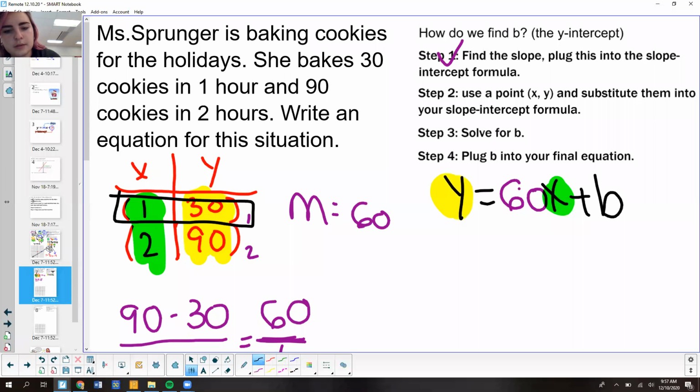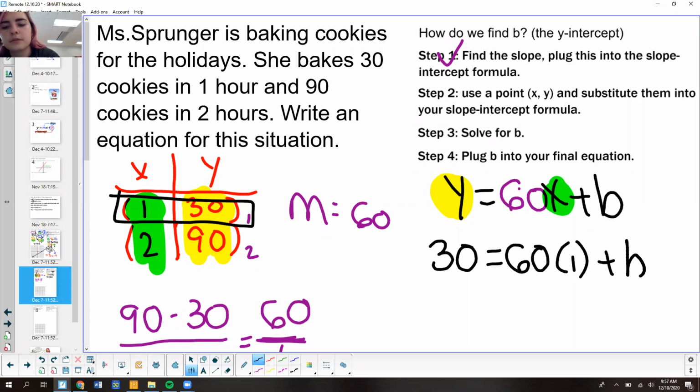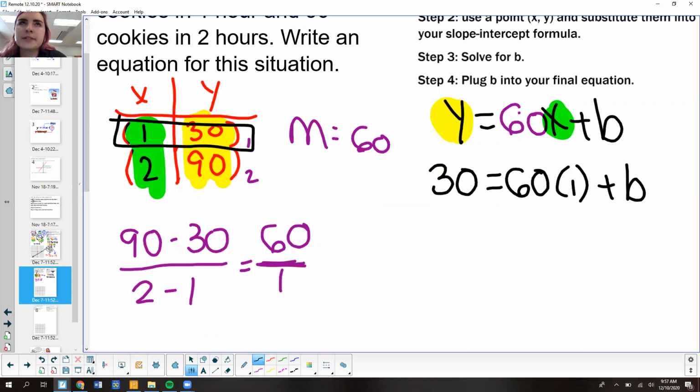So let me get my pen. So y equals, oh, I don't know why I said y. Sorry, guys. I'm replacing y with 30. 30 equals 60, and instead of x, I'm putting in times 1 plus b. Go ahead and see if you guys can simplify this on your own. So think about what steps we followed all week. See if you guys can solve for b.